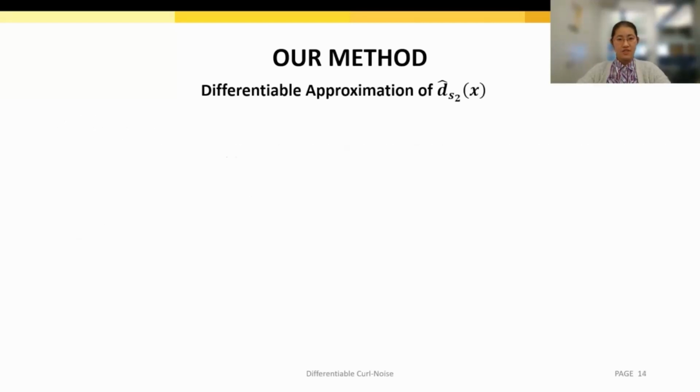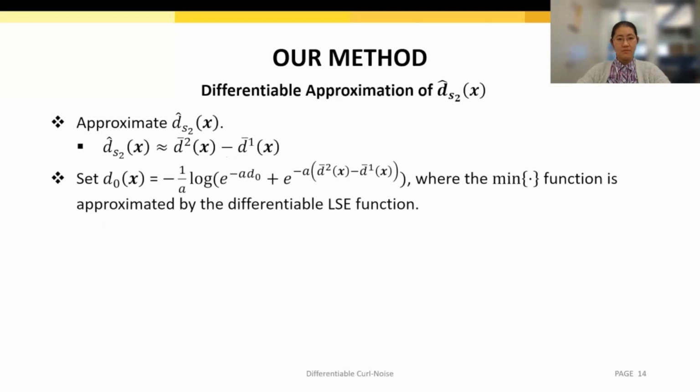Here, our differentiable approximation to the second smallest LSE distance function d hat s2 is the difference between the min2 sum and the smooth approximation of the distance function d of x, which we previously denoted as d bar 1 of x. As the final step, we replace the minimum function using the min1 sum, which is exactly the differentiable LSE function, and therefore we obtain our self-adaptive influence radius.